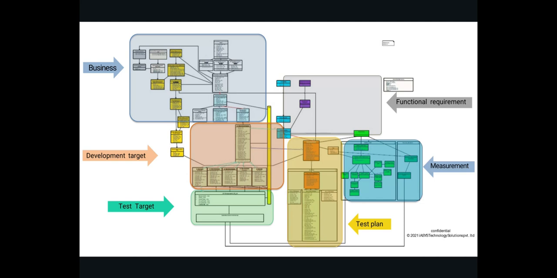Third group, test target group that contains information of unit under test, such as the prototype number, parts number, and so on. Fourth group, test plan group that contains test information, such as test name, test type, and so on. Fifth group, functional requirement group. Sixth group, measurement group that contains the measurement data.